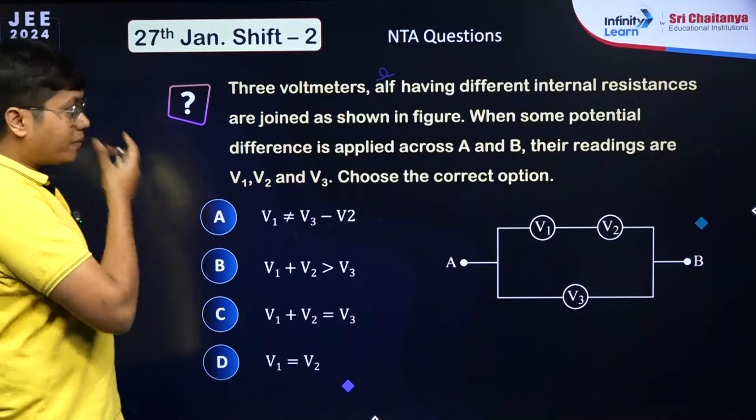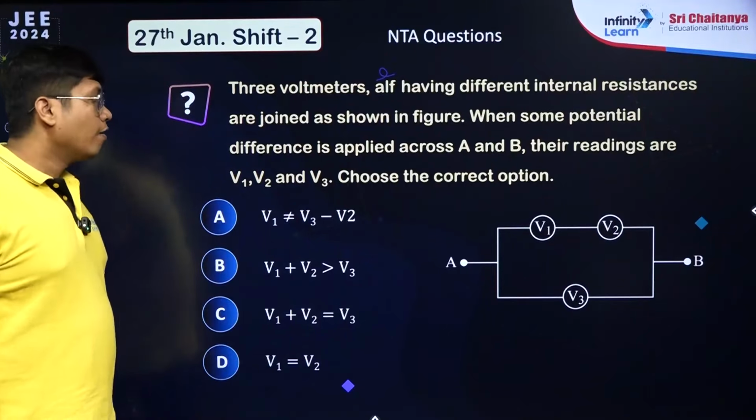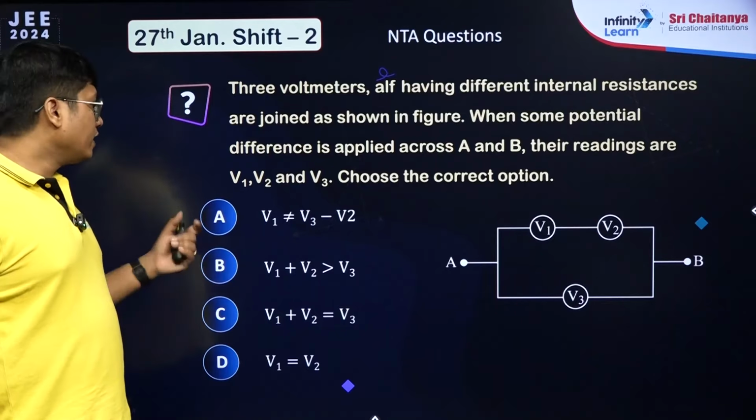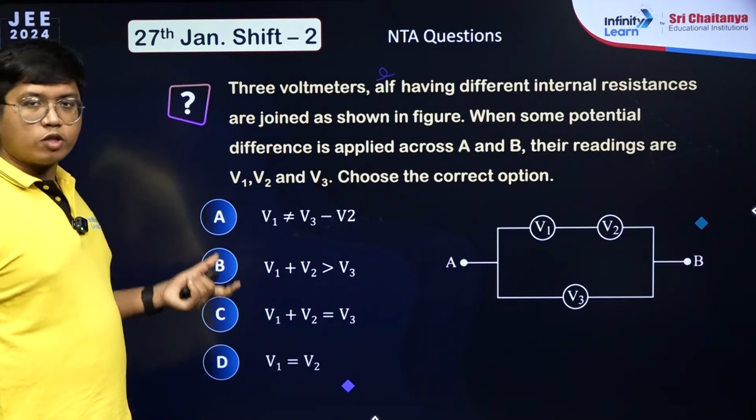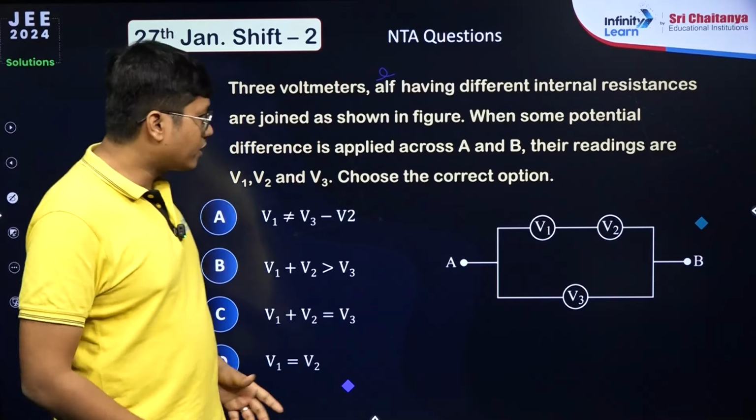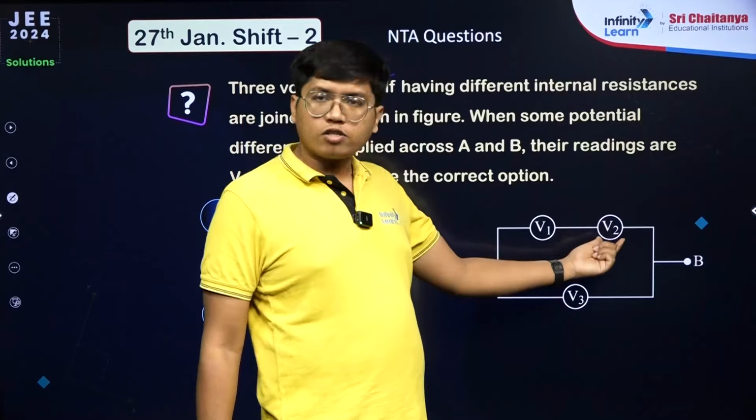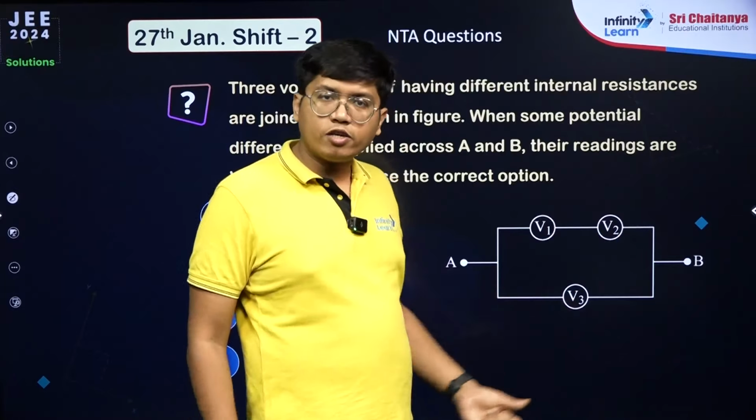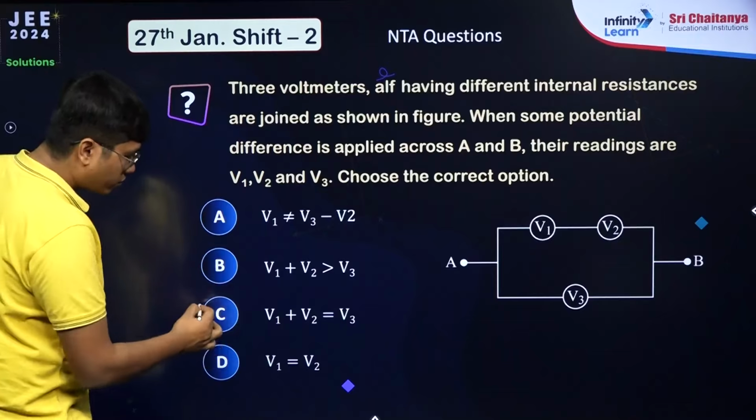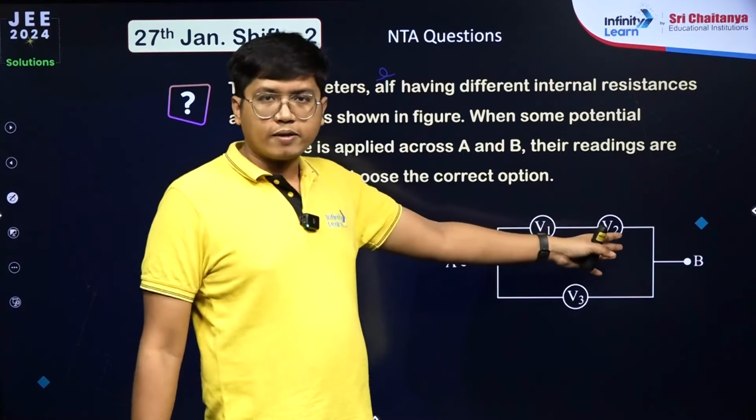It says 3 voltmeters, all having different internal resistances, are joined in the figure. When some potential difference is applied across A and B, the readings are V1, V2 and V3. Choose the correct option. So it's pretty straightforward. You can see over here that whatever is the potential drop measured across V1, that across V2, and finally you have V3 over here. So of course V1 plus V2 should be equal to V3. It's pretty straightforward over there.